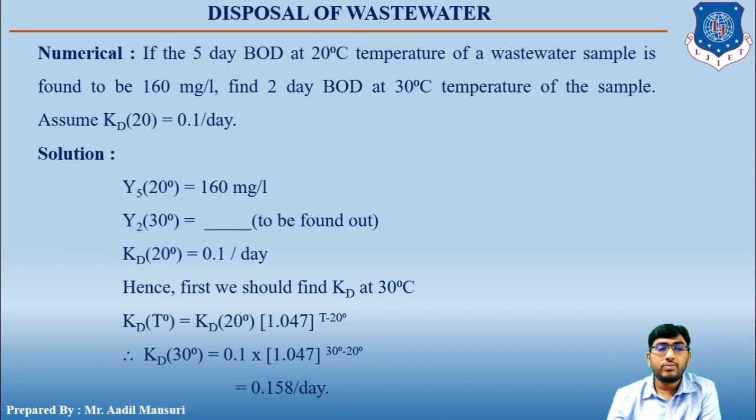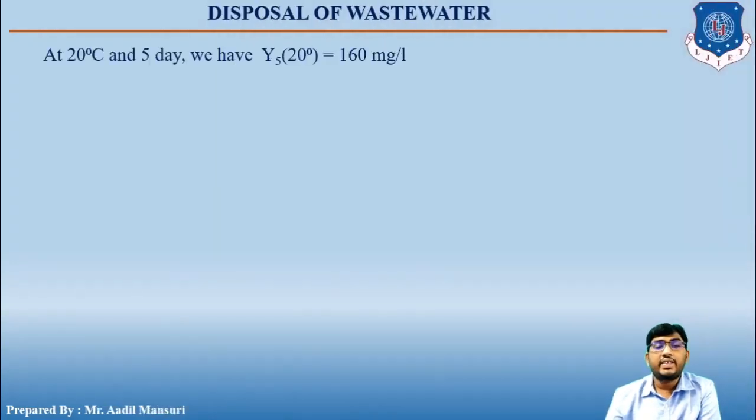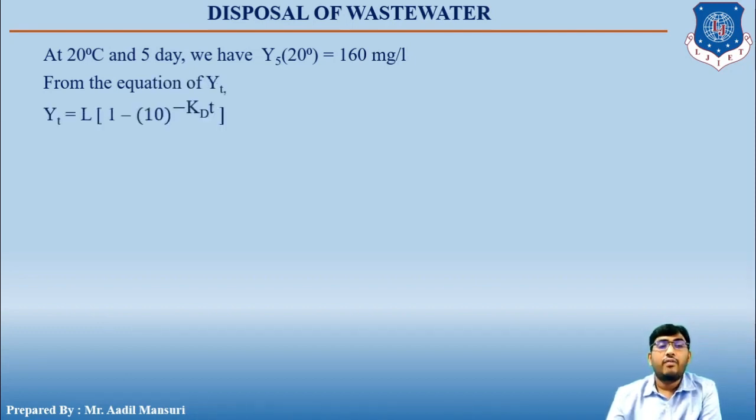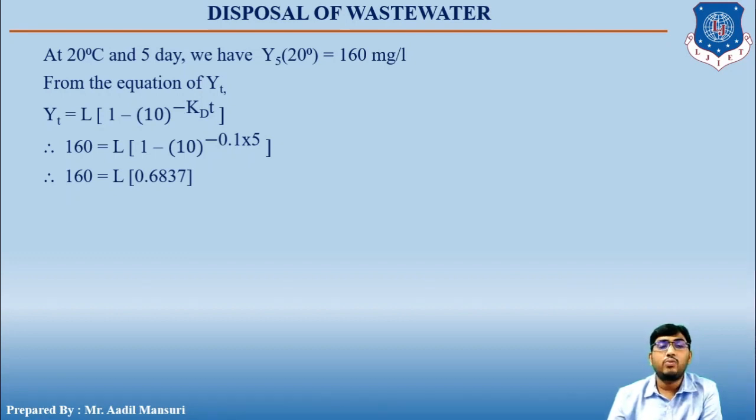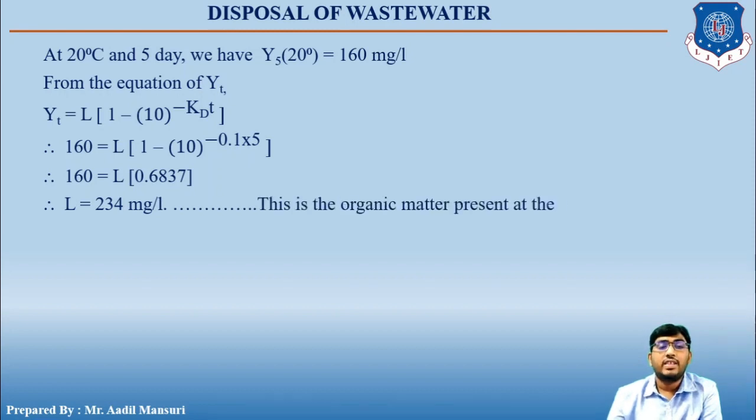Now at 20 degrees centigrade and 5 days, we have Y5 equals 160 milligram per liter. From the equation Yt equals L into 1 minus 10 raised to minus KDt, Yt is given as 160 equals L, 1 minus 10 raised to minus KD, which is at 20 degrees, that is 0.1 into 5. So this comes out to be 160 equals L into 0.6837. Therefore L is equal to 234 milligram per liter. This is the organic matter which is present at the start of the BOD reaction.